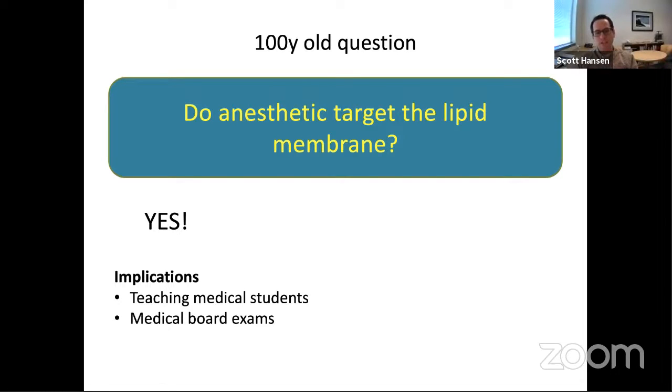And this will have implications, for example, on teaching medical students. For a long time now, they've been saying that the membrane wasn't a target. And even medical board exams generally have a question alluding to the fact that the membrane is not a target. And those exams are going to need to change. And how this is taught in schools is likely going to need to change. I don't think it's going to change how an anesthesiologist right now is going to practice medicine, but eventually it could have a change based on the things we learned from this.